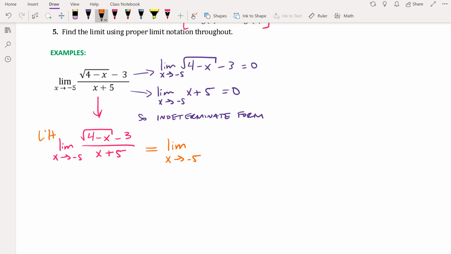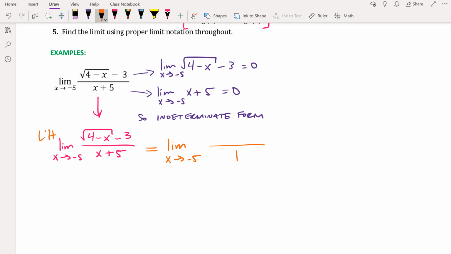And what does L'Hopital's tell me? It says that limit is equal to the limit of the derivative on the top and then the derivative on the bottom. So I need to find the derivative of this numerator and the derivative of the denominator. The numerator is going to be a little bit trickier, so let me do the denominator really quick. What's the derivative of x plus 5? 1. Okay, so there we go. Did that one. Now let's make sure we get the derivative of the numerator correct.